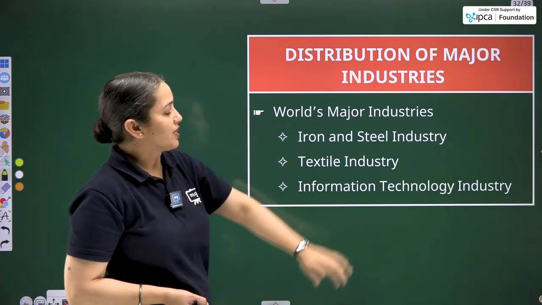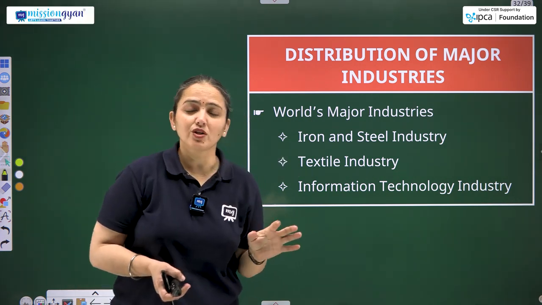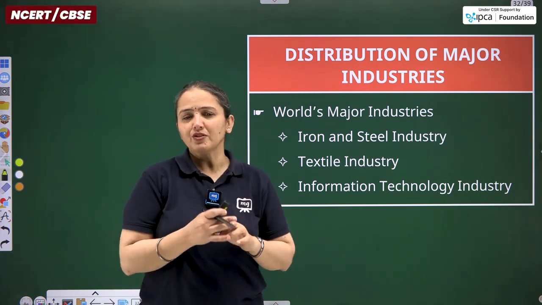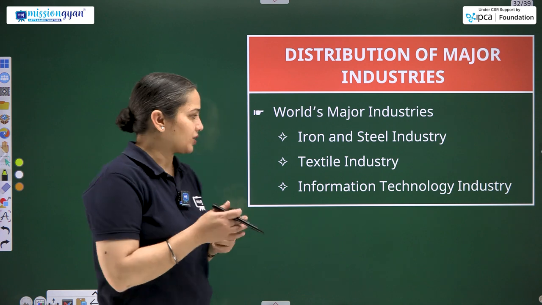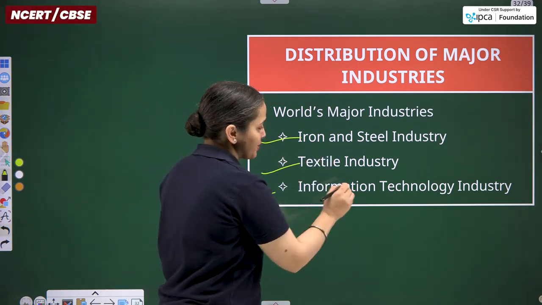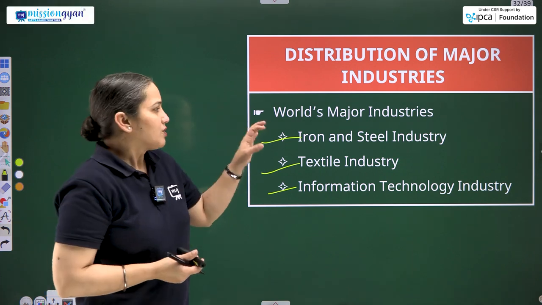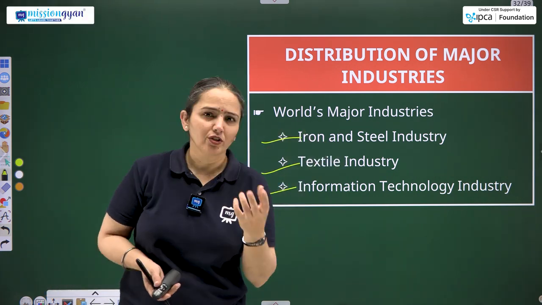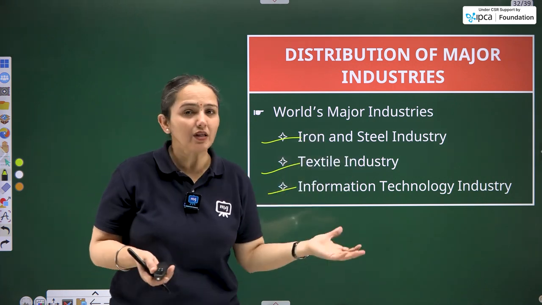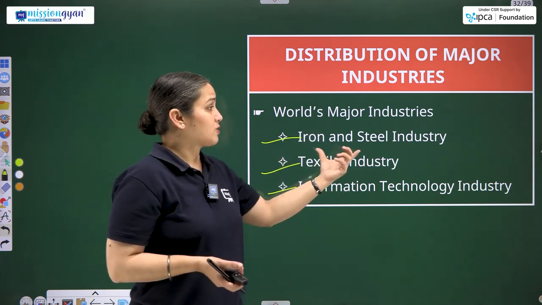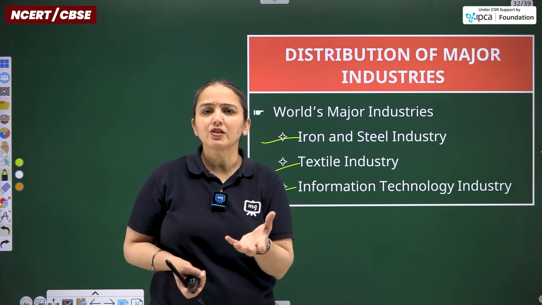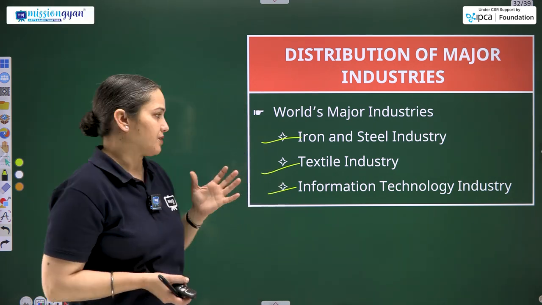So the world's major industries, what kind of industries are found in common or are present in the majority of parts of the world? They are iron and steel industries, textile industries, and information technology industries. The iron and steel industry is not new to the industrial sector. It was present since the beginning itself, and now also, as it is known as the backbone of the economy, backbone of the industrial sector, both can be considered.